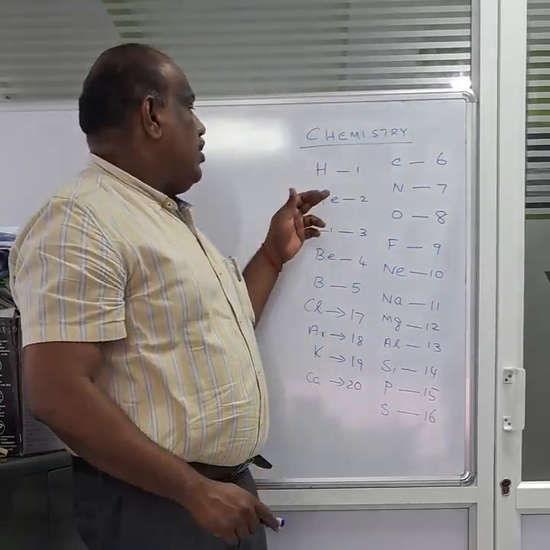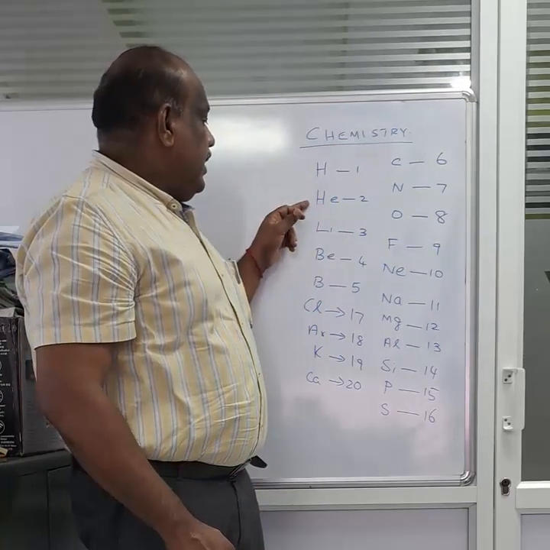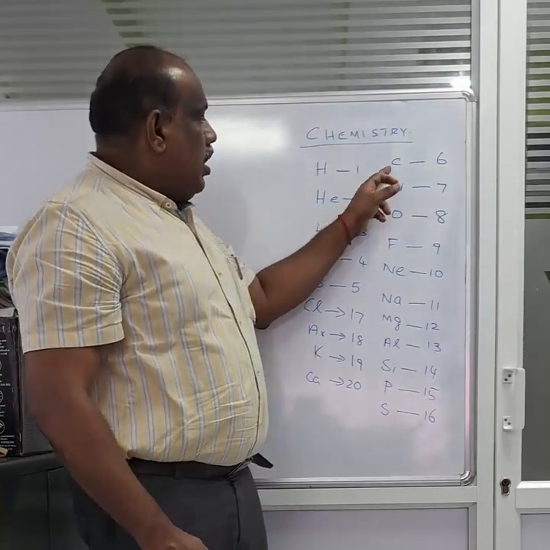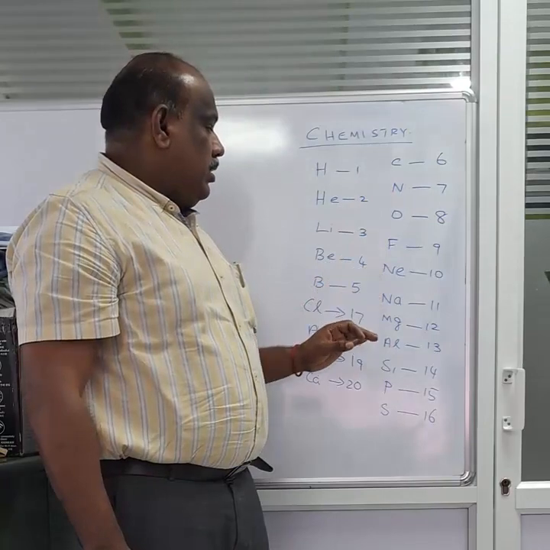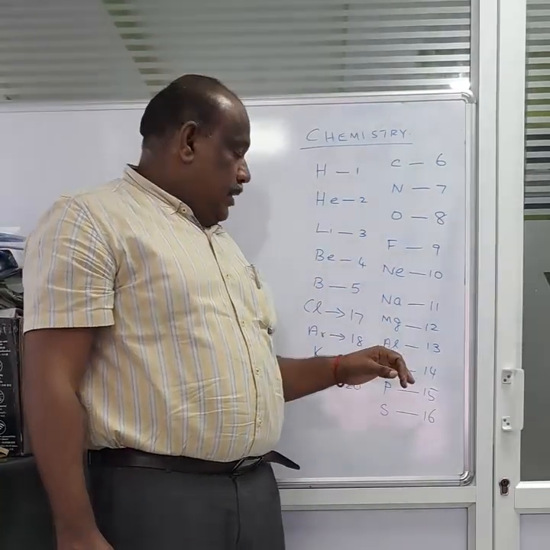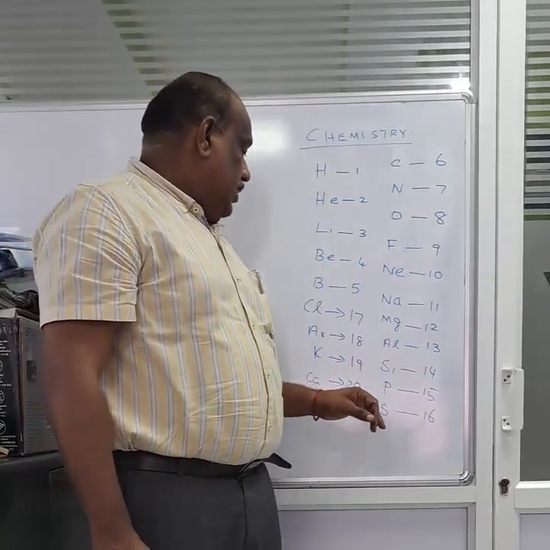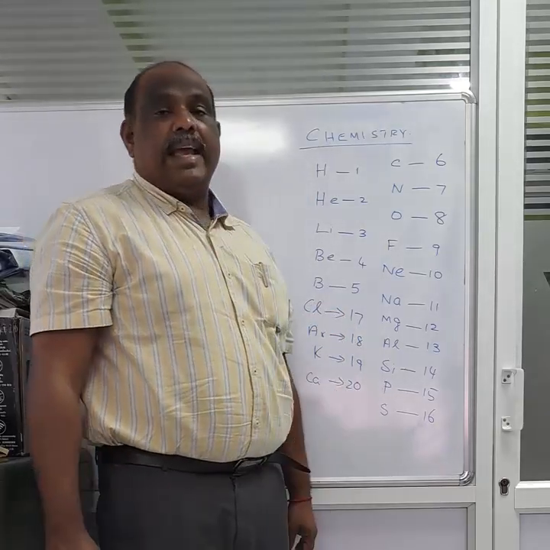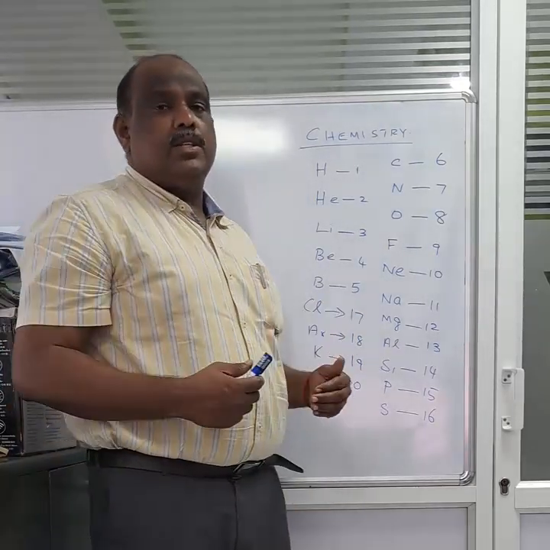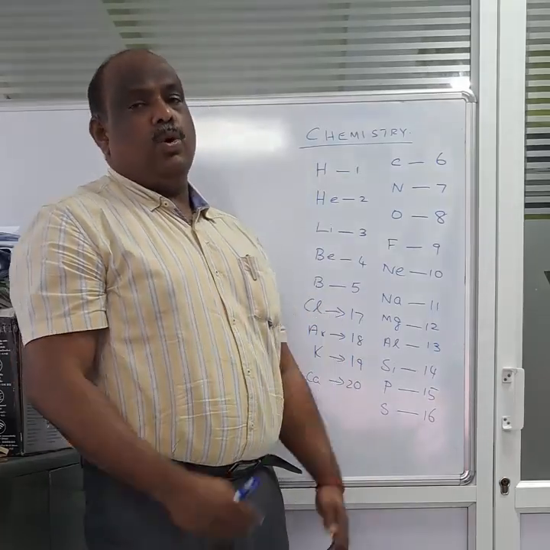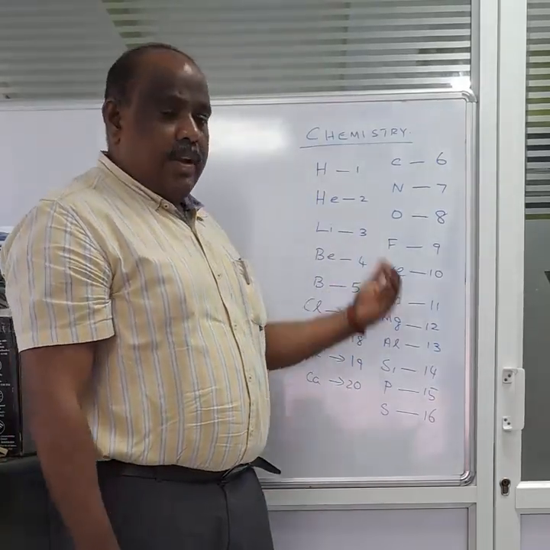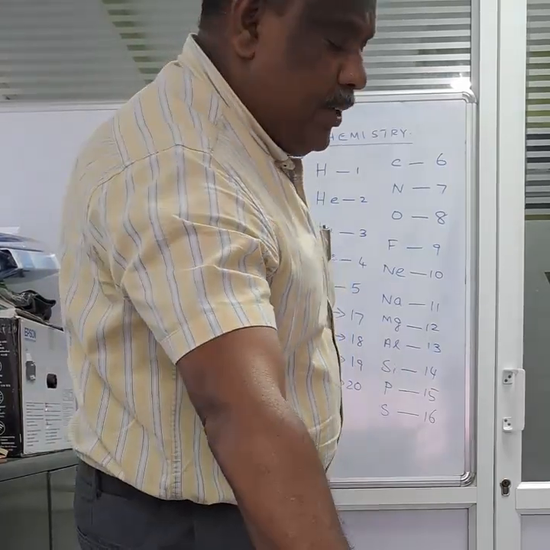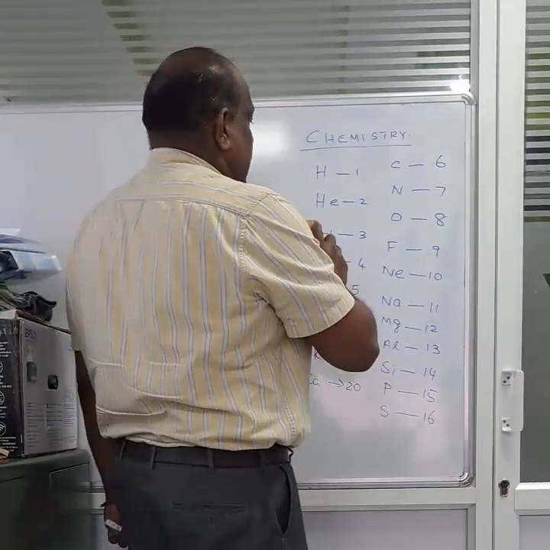So I will repeat once again: hydrogen, helium, lithium, beryllium, boron, carbon, nitrogen, oxygen, fluorine, neon, sodium, magnesium, aluminum, silicon, phosphorus, sulfur, followed by chlorine, argon, potassium and calcium. So these elements the students should know by their own. So we have written these things and let us try to see what is going to be atomic number.